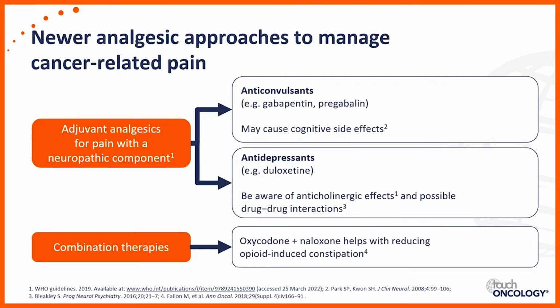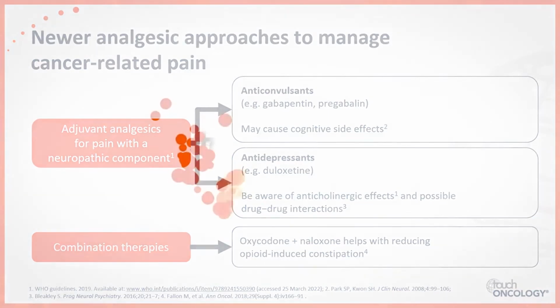It is, of course, useful to consider any opioid formulation that has an inbuilt mechanism of improving side effect profile. And the combination of oxycodone and naloxone is a nice example of that for the prevention of opioid-induced constipation.